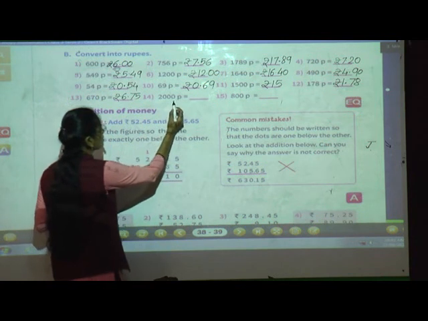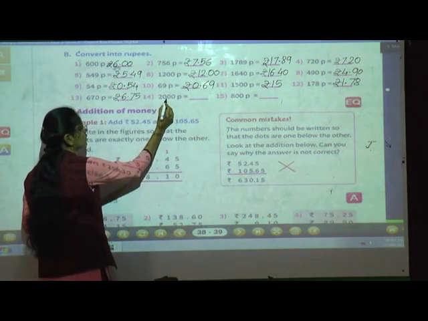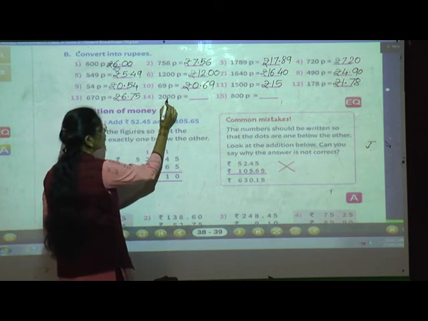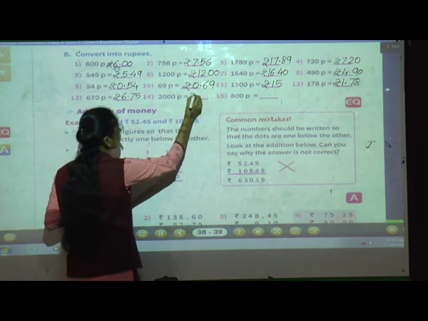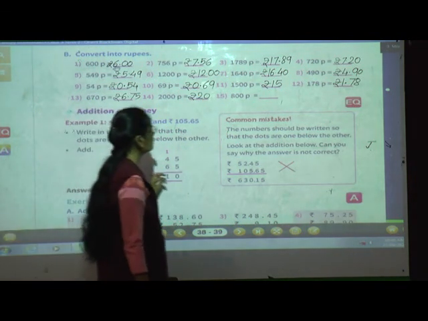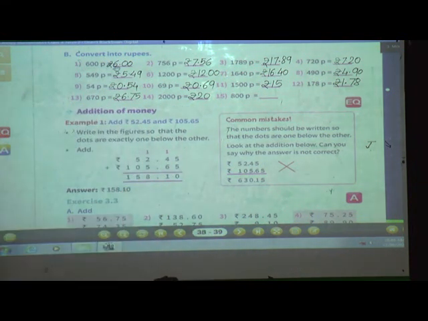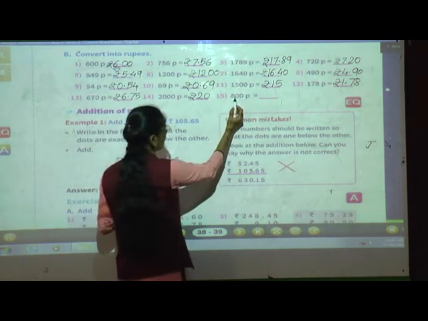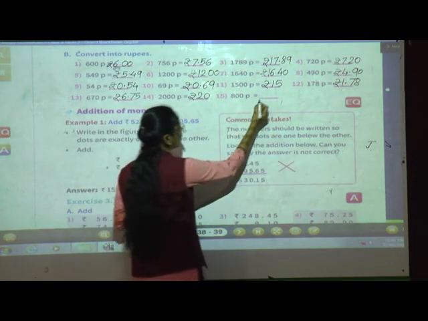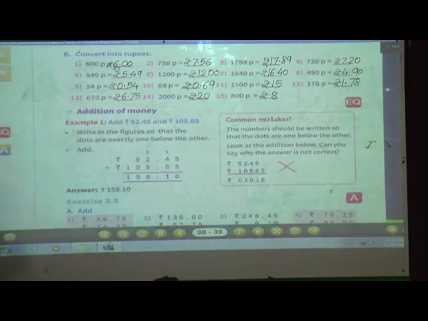14th number, 2000 paise. Now here 3 zeros are there. So from the right side, before the second digit, here before this 0 we have to give a dot. So rupees 20 means 2000 paise. And the last one, 800 paise. Now before the second digit means here 2 zeros are there, before the 0 we have to give a dot. So rupees 8 is equal to 800 paise.